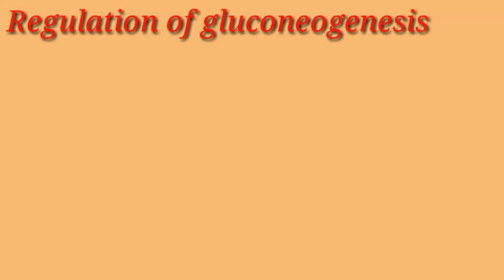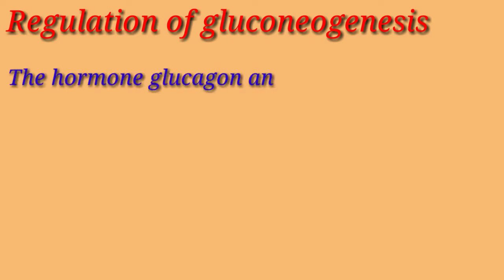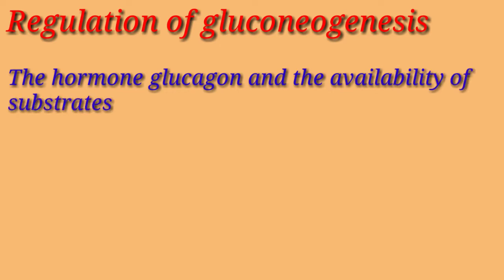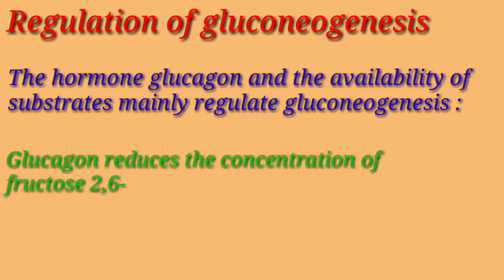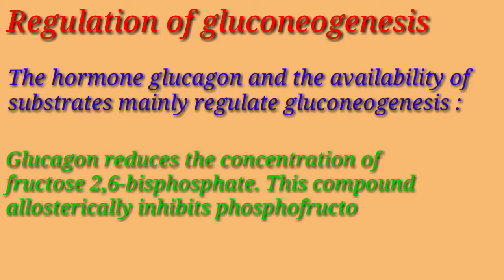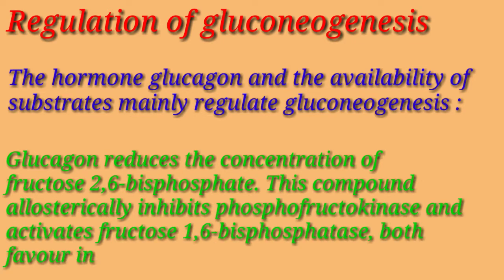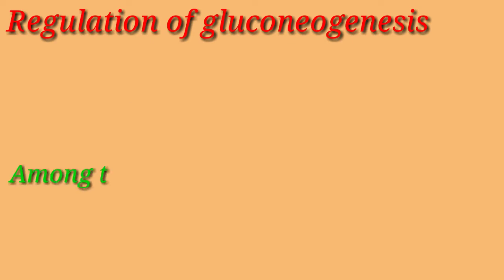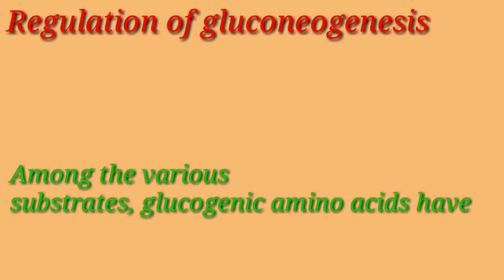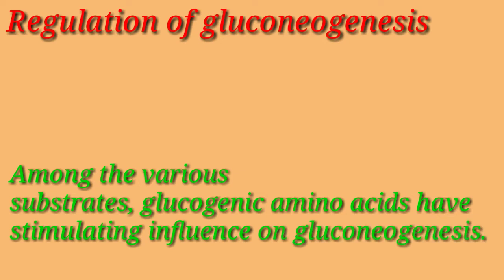We shall study the regulation of gluconeogenesis. The hormone glucagon and the availability of substrate mainly regulate gluconeogenesis. Glucagon reduces the concentration of fructose 2,6-bisphosphate. This compound allosterically inhibits phosphofructokinase and activates fructose 1,6-bisphosphatase. Both favor increased gluconeogenesis. And among the various available substrates, glucogenic amino acids have a stimulating influence on gluconeogenesis.